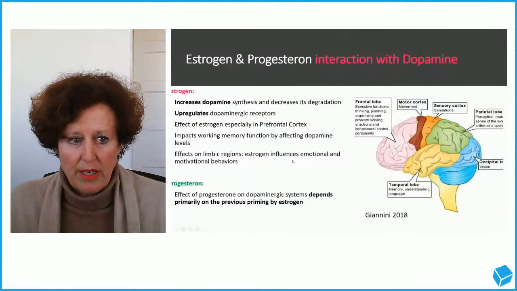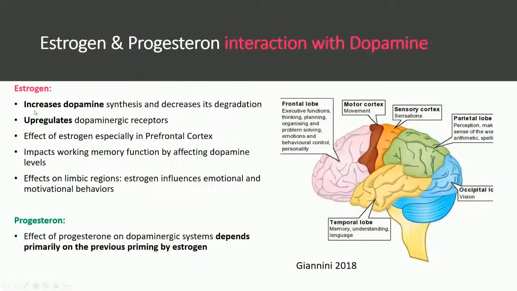So estrogen is in the literature regarded as a dopamine agonist. That's important to understand that we have two hormones, dopamine and estrogen, let's call them hormones, that increase our level of attention, memory, control over mood, and so on. This effect of estrogen is especially in the prefrontal cortex, where we know that a lot of ADHD symptoms come from. And it also affects the limbic regions, so emotional and motivational behaviors. Progesterone has a lesser role, but when it has a role on dopamine, it depends on previous priming by estrogen.